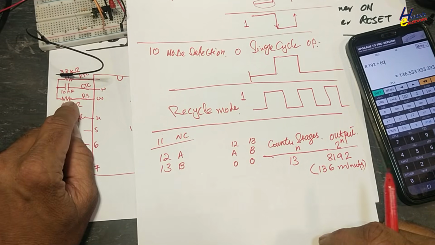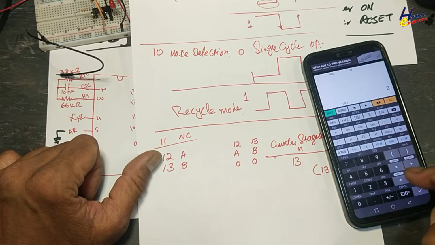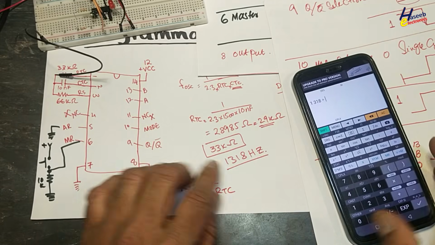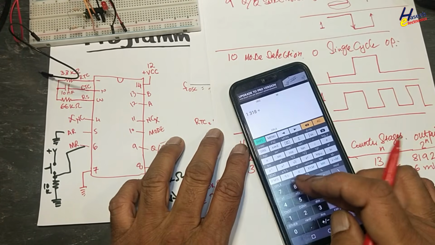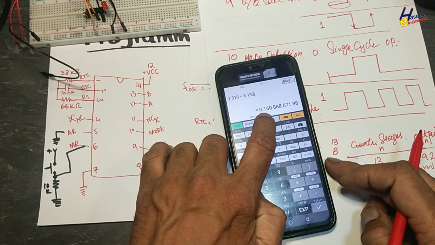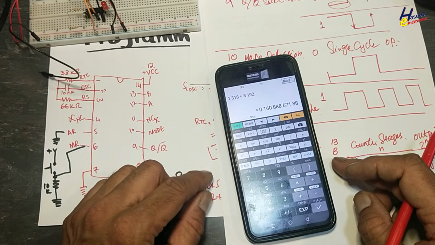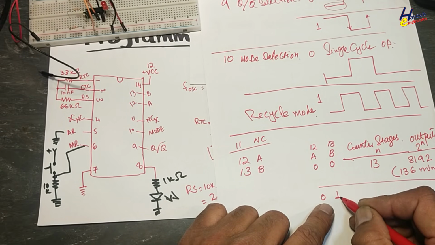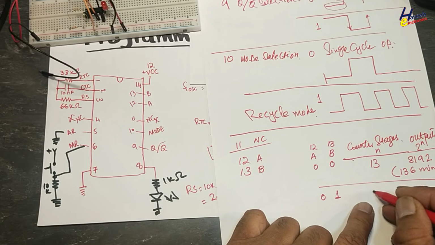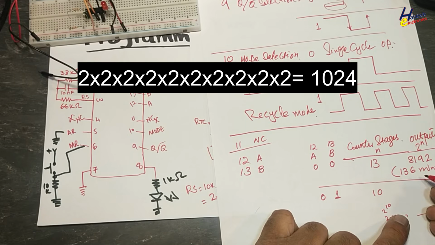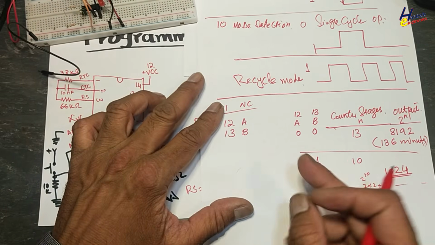If frequency increases, let's suppose I provide 1318 Hz divided by 8192, 0.16 Hz frequency will be in the output. If we connect pin number 12 to low and pin number 13 to high, that time it will use 10 stages. In that condition 1024 pulses will be used to trigger the output.